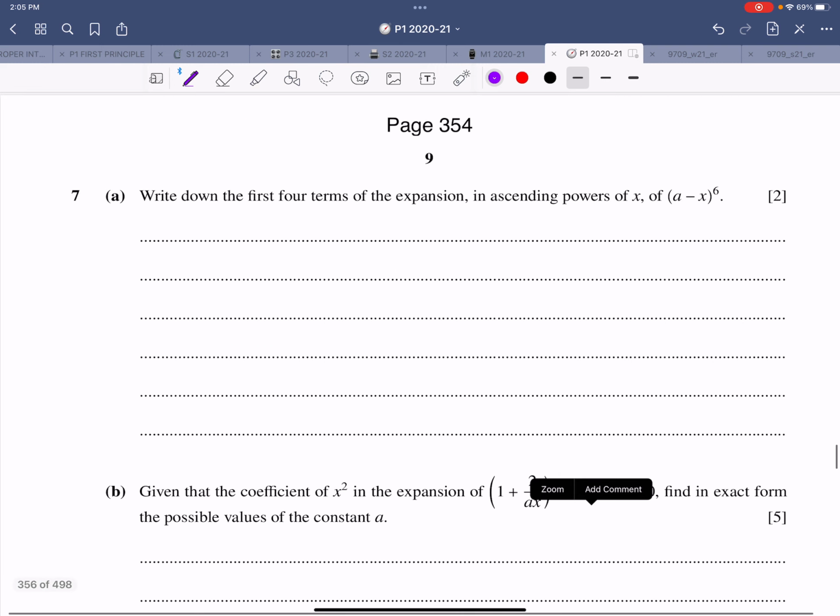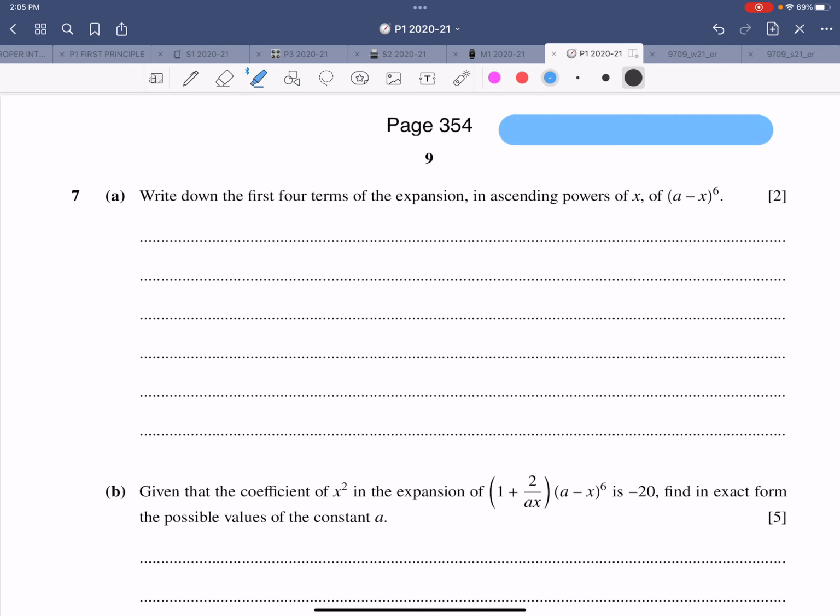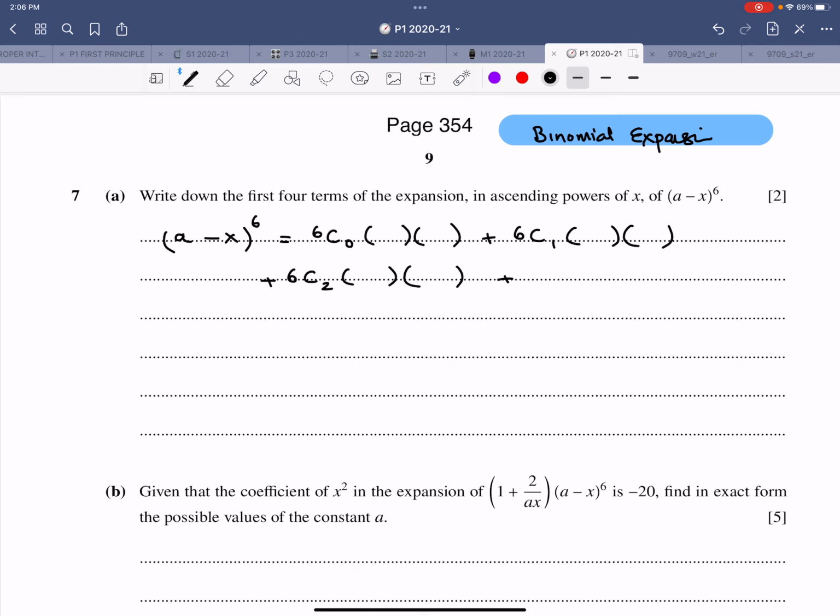Binomial question. So now this is binomial expansion. It says write down the first 4 terms in the expansion in ascending powers of x of (a minus x) raised to power of 6. So this is (a minus x) raised to power of 6, 4 terms. 6C0, that is the first, 6C1, and then 6C2, and then 6C3.